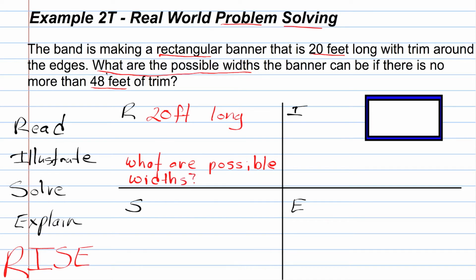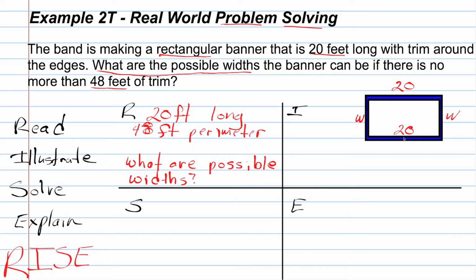And the other piece of information is that the banner is no more than 48 feet of trim. So there's going to be no more than 48 feet of trim. So we're told that the perimeter is 48 feet. Now, in my illustrate portion, I've already put a rectangle in there. And if we start labeling it, we know that it has a length of 20 feet. And then, this side would be 20 feet. And what we're solving for here is the width.